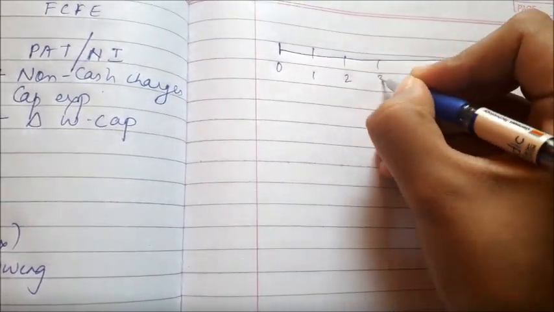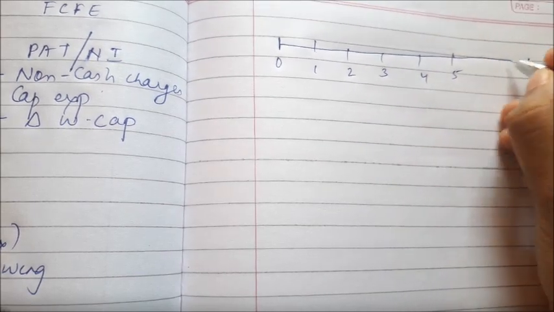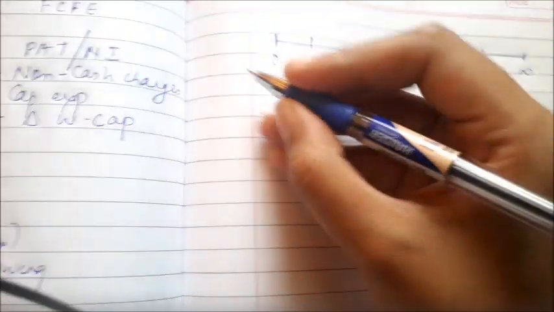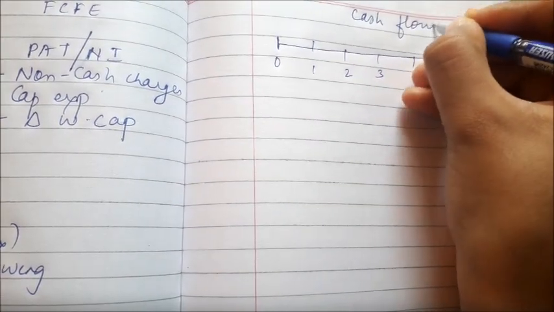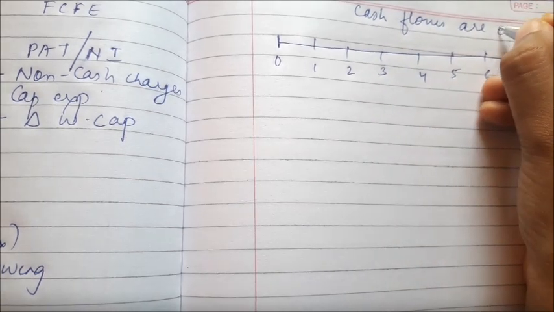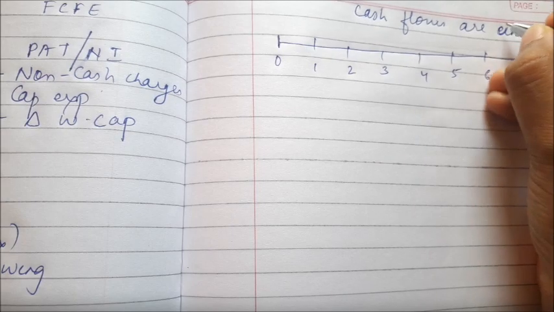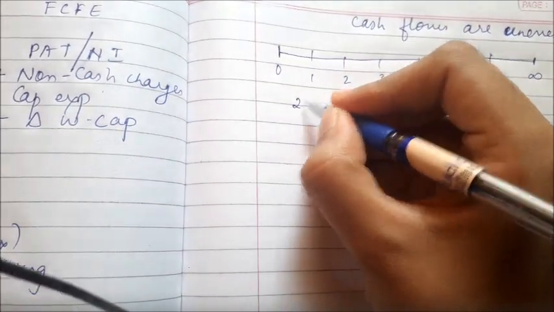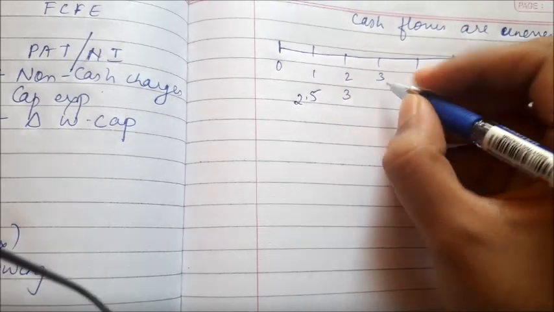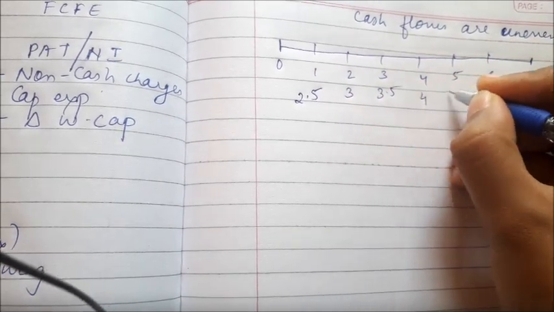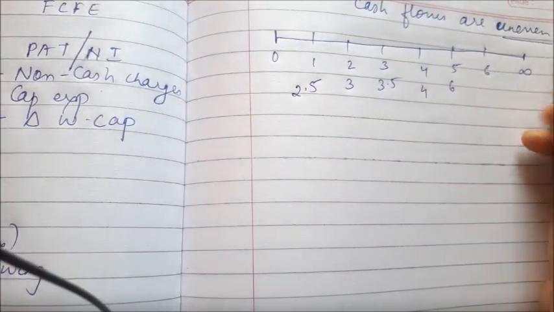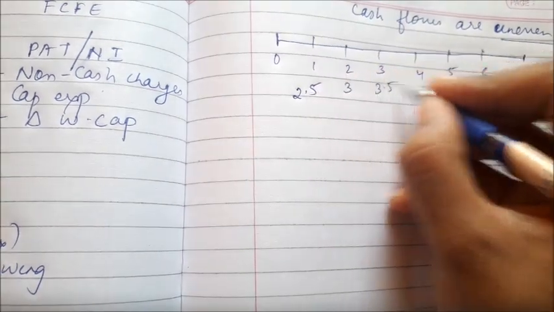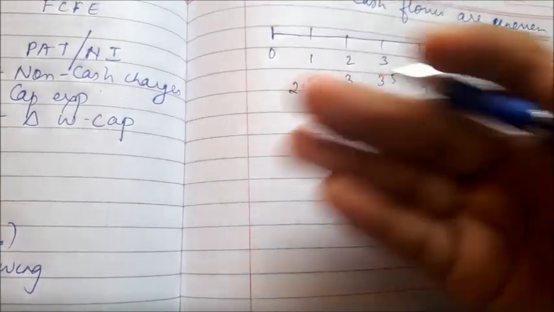I think you remember all those things: 0, 1, 2, 3, 4, 5, 6, and say infinity period of time. And if the cash flows are uneven, uneven means, suppose the cash flow at year 1 is 2.5 lakhs, then 3, 3.5, 4 lakhs, 6 lakhs, and so on. If we are required to find the value for uneven cash flows, we are not able to solve this with this method.